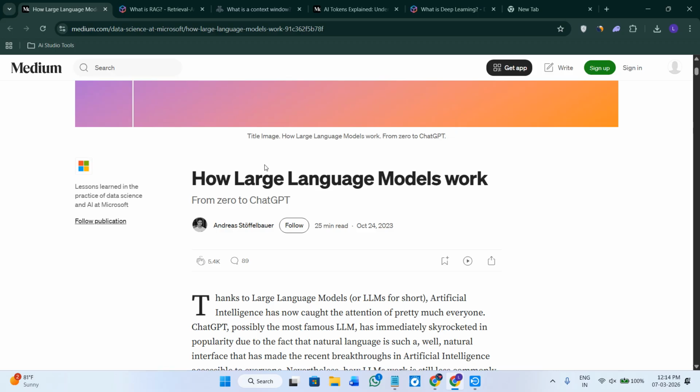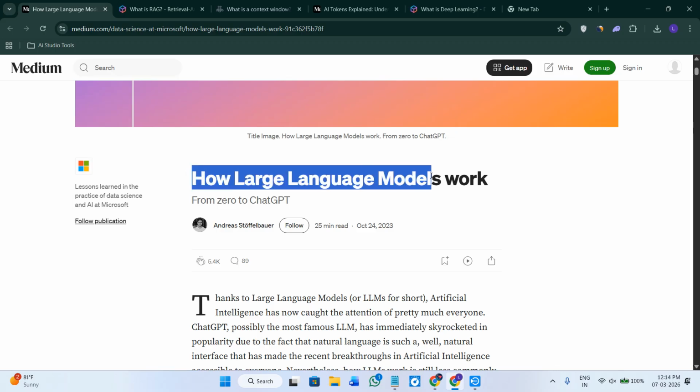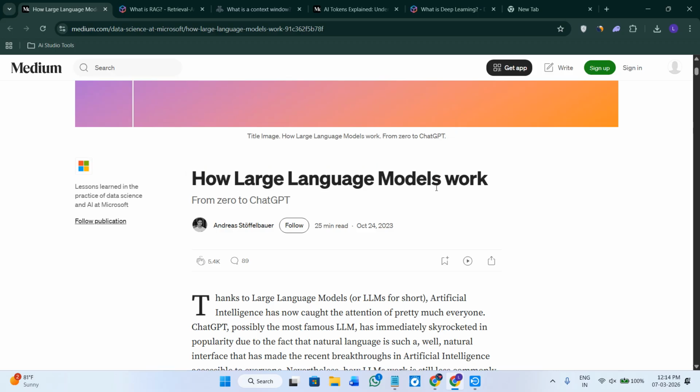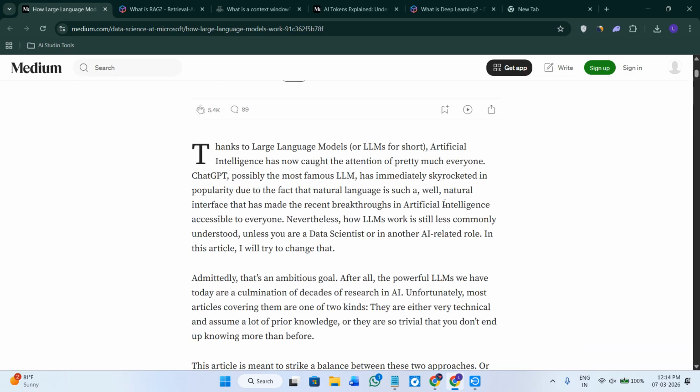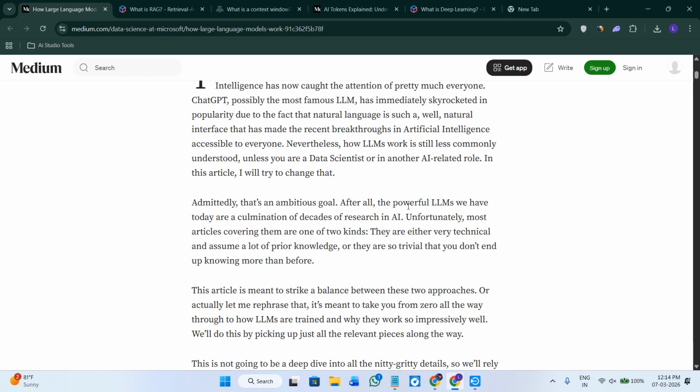First of all, let's understand what a large language model, or LLM, actually is. An LLM is an AI system trained on huge amounts of text data so that it can understand and generate human-like language. Instead of memorizing answers, it learns the patterns in language.